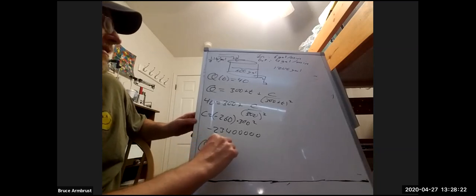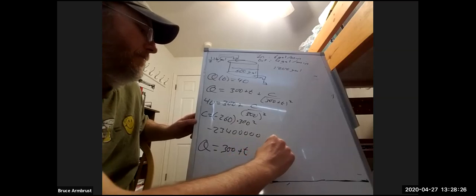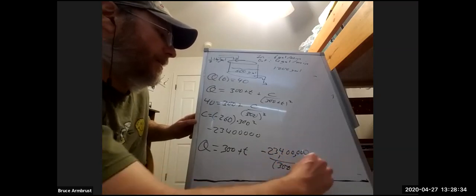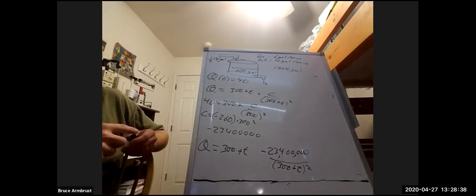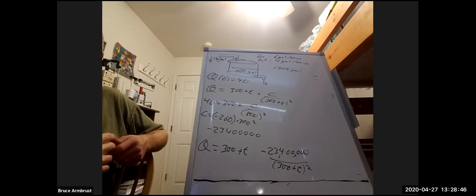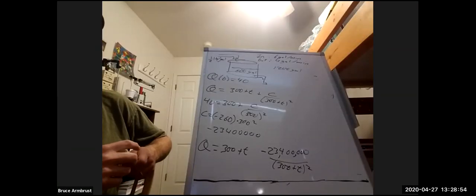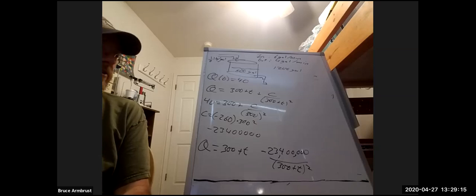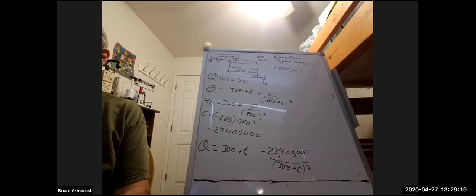So then Q is equal to 300 plus T minus 234,000,000 over 300 plus T quantity squared. And I think that's all they wanted, right? Was a formula for this, as long as the T applies before it overflows. So if we wanted to find out how much we have right as we're full, we would plug in 300, and that would be the salt at the fullest, which probably is the greatest Q. But anyway.